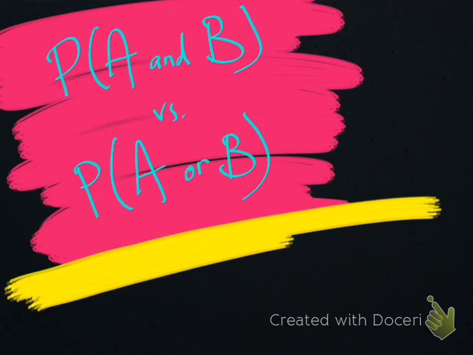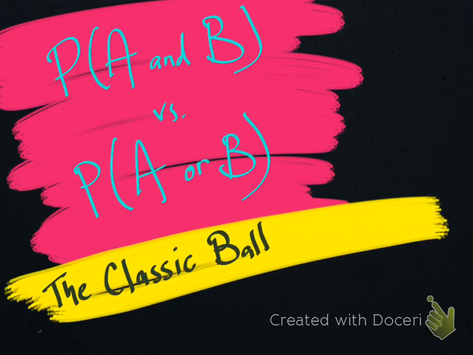We're going to talk a little bit about probability in this video, and I want to discuss a classic battle that you see in math classes studying this topic: the probability of A and B versus the probability of A or B. It's a classic problem where you have to decide what you're going to do as a math student to calculate the correct probability.